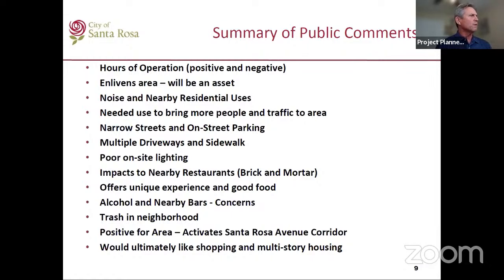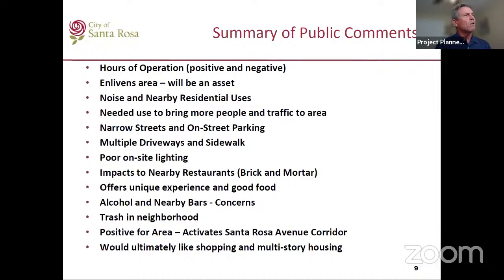There was comment received regarding narrow streets and on-street parking, and as well, multiple driveways and sidewalks on site. There were concerns received for poor lighting on site, and concerns regarding impacts to nearby brick and mortar restaurants. Actually, this was offered as a positive, not a concern: this project would offer a unique experience and some good food. And then there was also concern regarding alcohol in nearby bars.